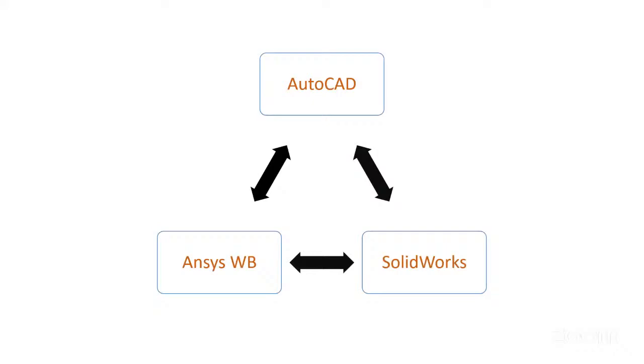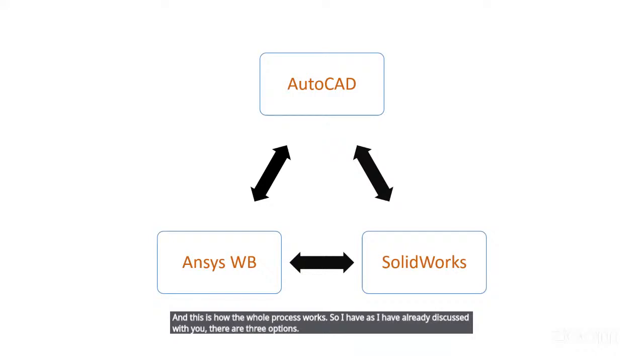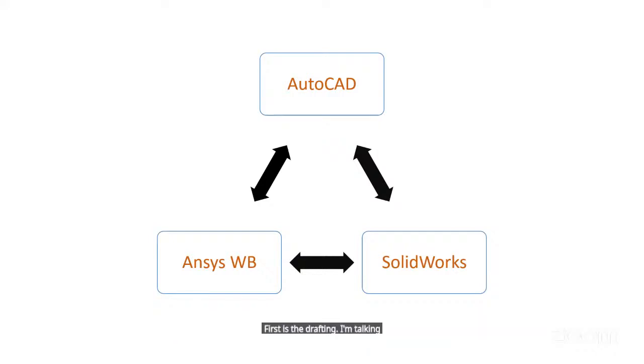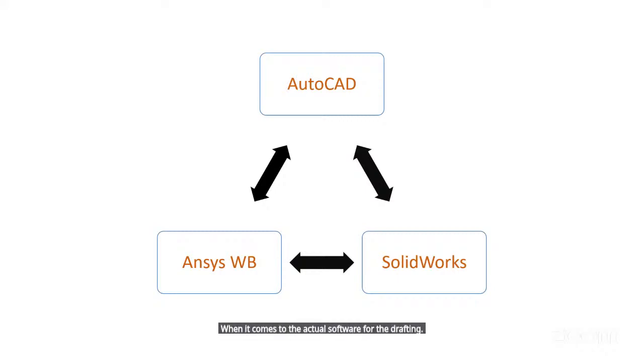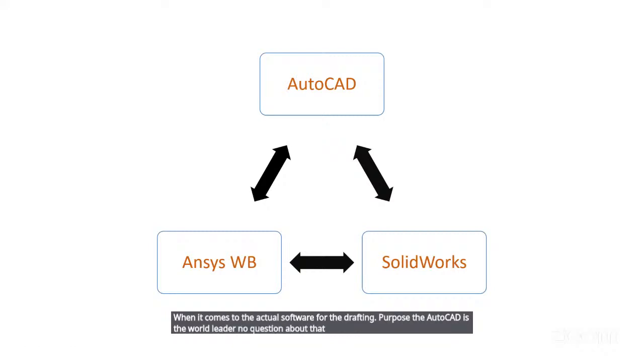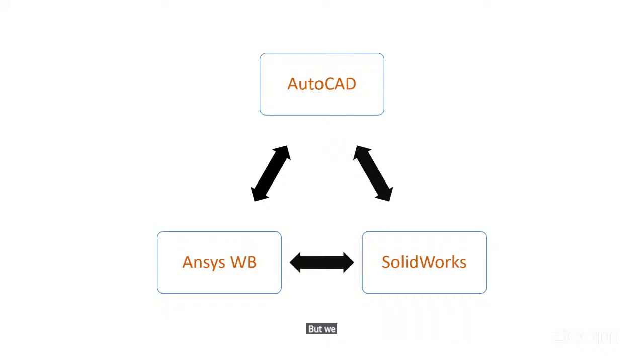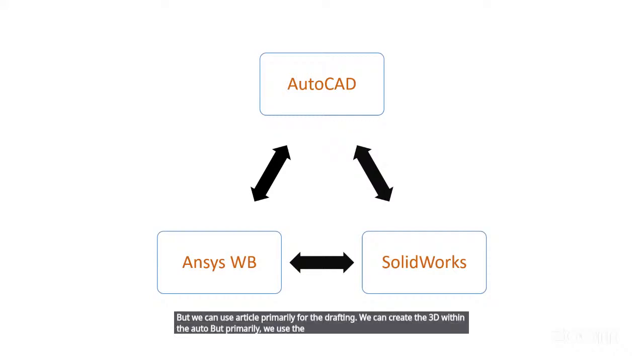So as I have already discussed with you, there are three options. First is the drafting. I'm talking precisely about the process. The first is drafting, second is prototyping, and third is the analysis. When it comes to the actual software for the drafting purpose, the AutoCAD is the world leader. No question about that. Wherever you are working in this country, outside this country, if you are working with engineer drawing, the best possible option available is the AutoCAD. But we can use AutoCAD primarily for the drafting. We can create the 3D within the AutoCAD. But primarily we use the AutoCAD software for drafting purpose only.